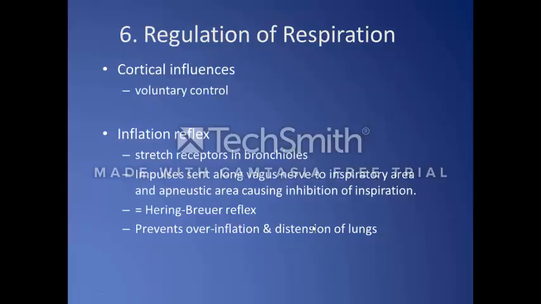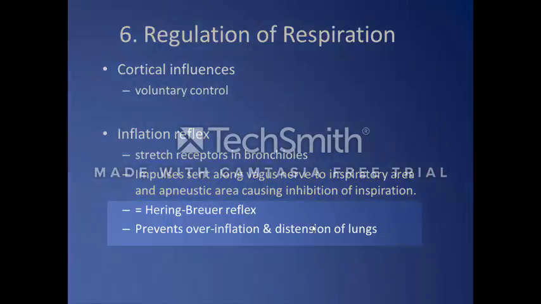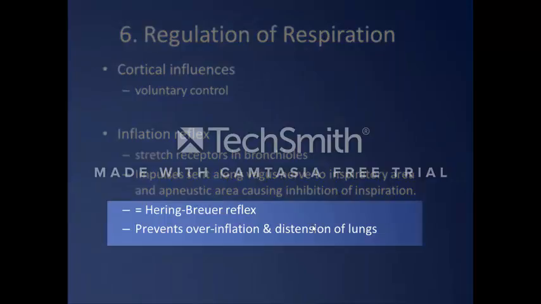So from the previous diagram, we know that cortical influences are responsible for the voluntary control of breathing. There is an inflation reflex, which is controlled by stretch receptors within the bronchioles. Impulses will be sent along the vagus nerve to the inspiratory area and the apneustic area, causing inhibition of inspiration. This is known as the Hering-Breuer reflex and prevents overinflation and distension of the lungs.